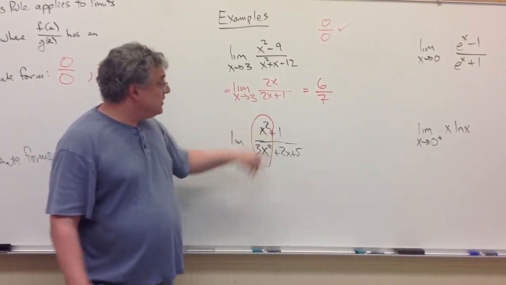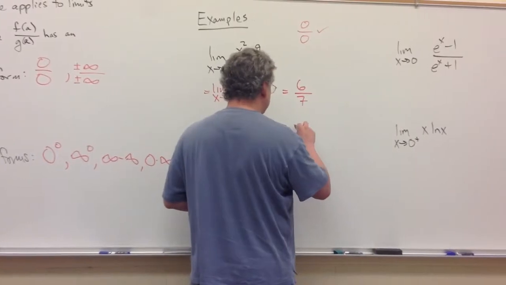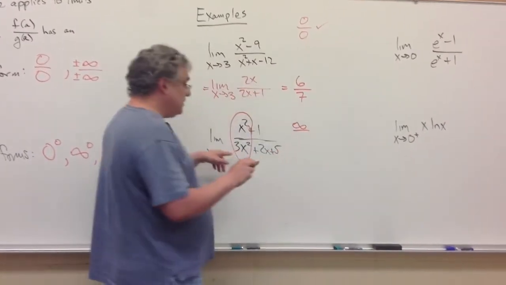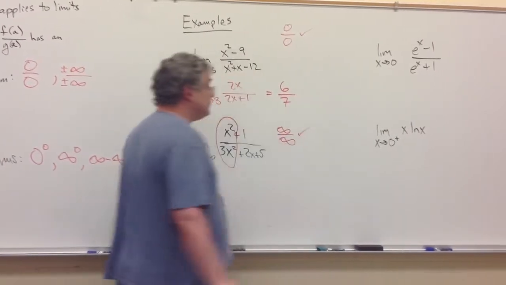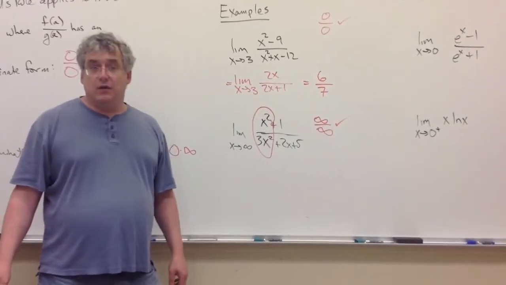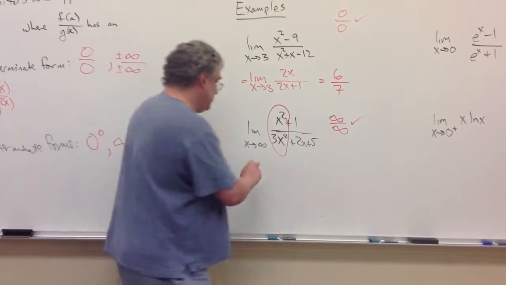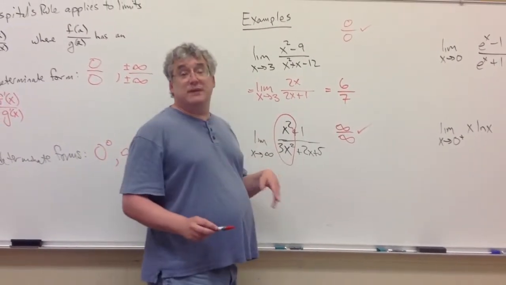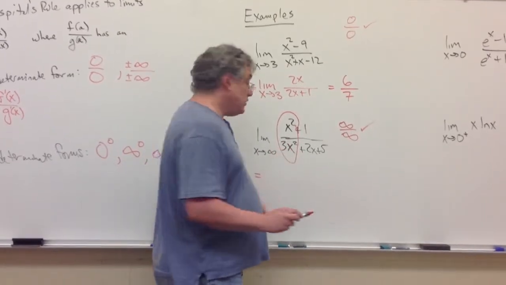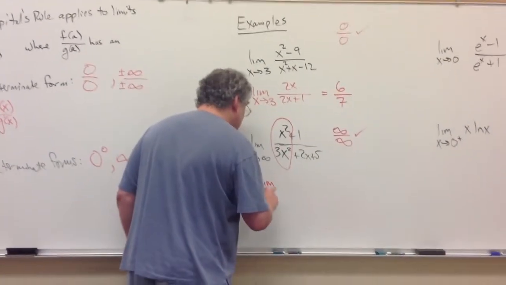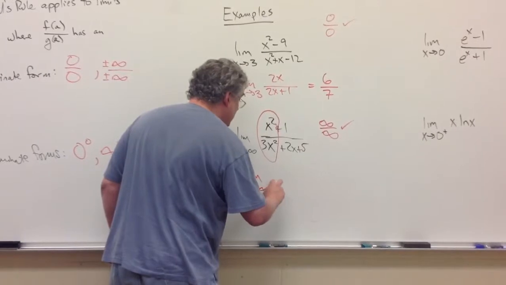The top is going to infinity squared, which is infinity. The bottom is going to 3 infinity squared, which is also infinity. This is indeterminate, so L'Hôpital's will apply. We can use L'Hôpital's on this. Again, we don't have to. We already knew a special technique for this, but we could use it, and we'll be able to use it for other things where that technique won't work. I'm just using it on ones we've seen to show that it will work out.